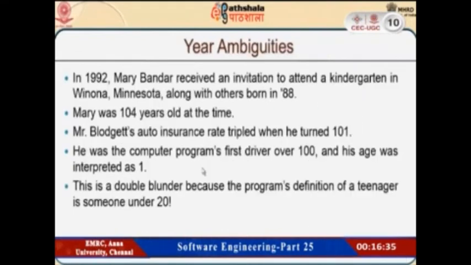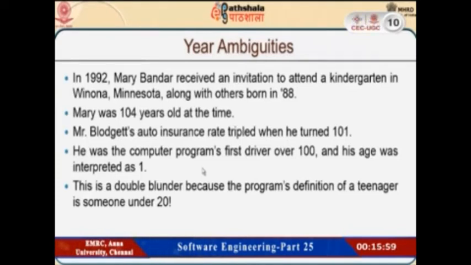We have also experienced errors with date ambiguities. You would have heard, or you could recall, the problem of Y2K bugs. Here again I have pointed out a fault similar to that. In 1992, Mary Bandar received an invitation to attend a kindergarten in Winona, Minnesota, along with others who were born in 88. Mary was 104 years old at that particular point in time, and another person's auto insurance rate tripled when he turned 101.